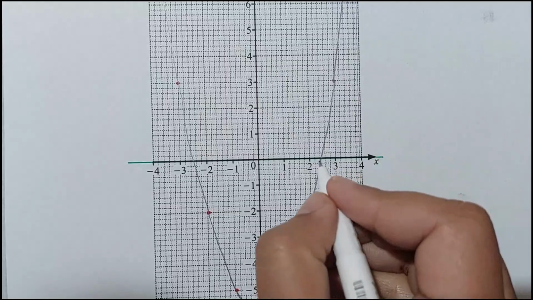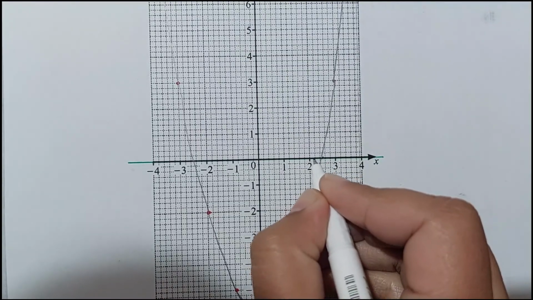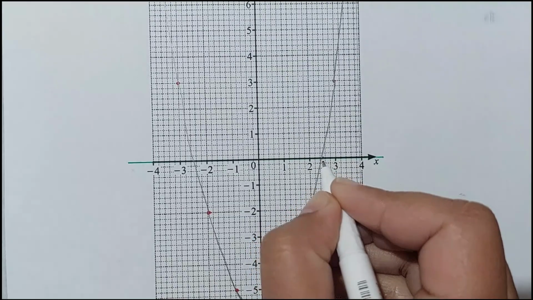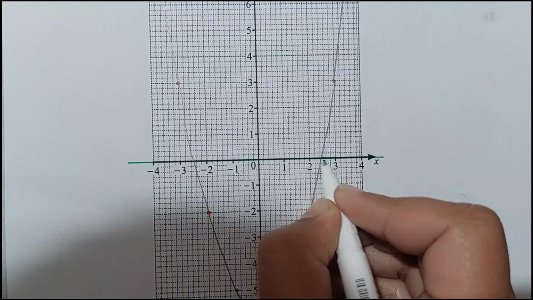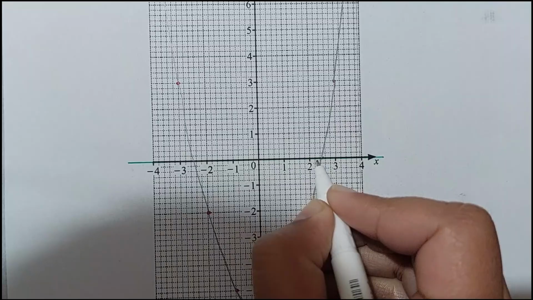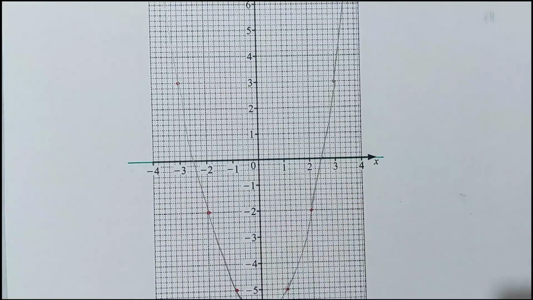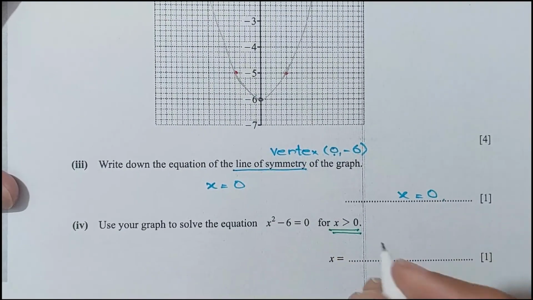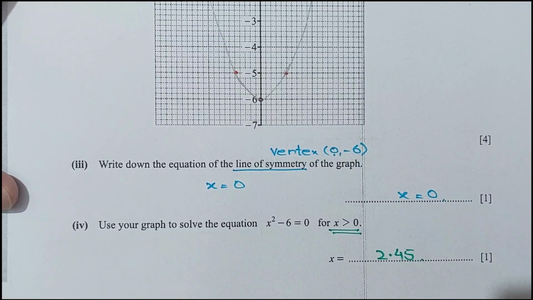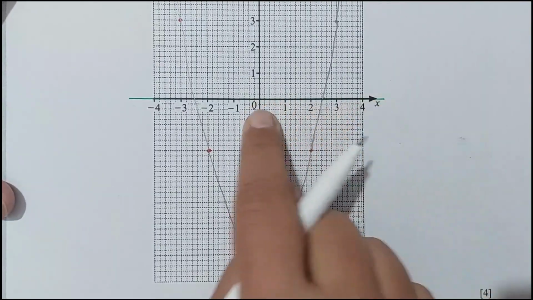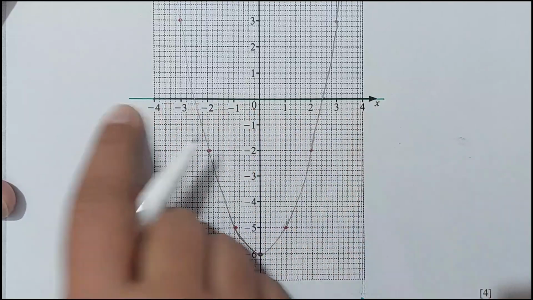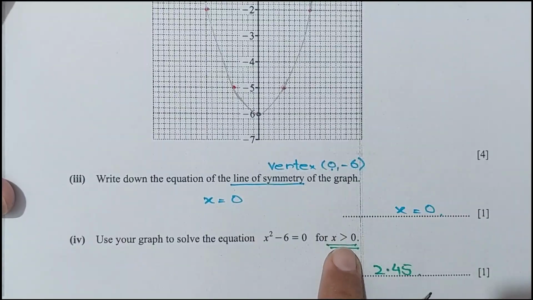Okay, at x equals 2.2, 2.4, we can say. It's 2.4, 2.5, it's closer to 2.45. X is 2.45. So we have to pick the values which are positive x, not the negative, because we have been given this condition, right? So that was the last question of our paper.